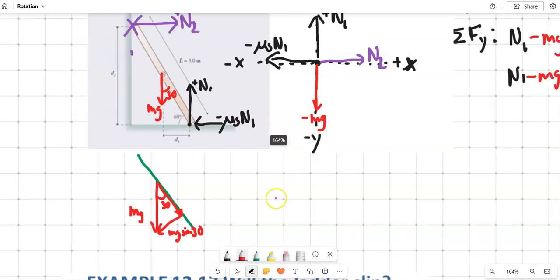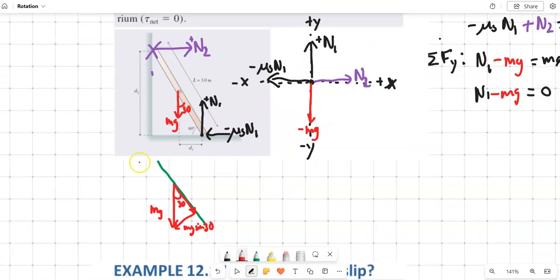So when we go to sum the torques, this is going to be spinning the ladder. The mg force is going to be spinning the ladder clockwise, so that's going to be a negative z torque. It's located at the 1.5 meter mark, and its force is mg sine of 30 degrees.